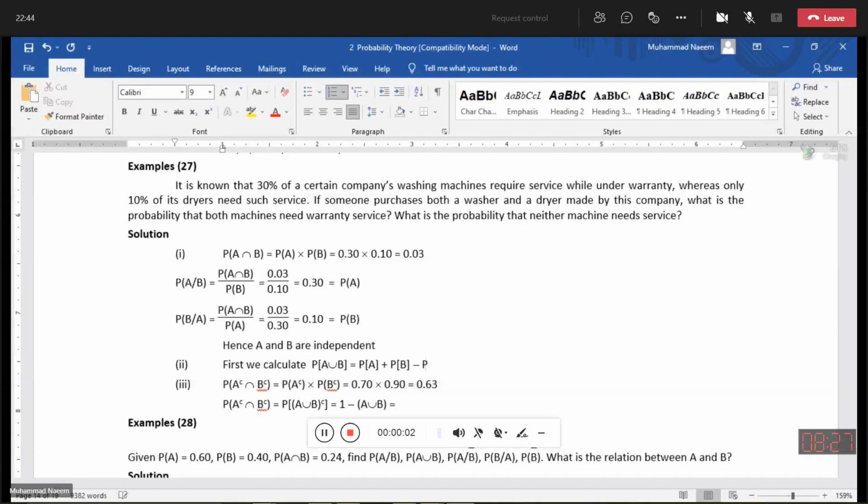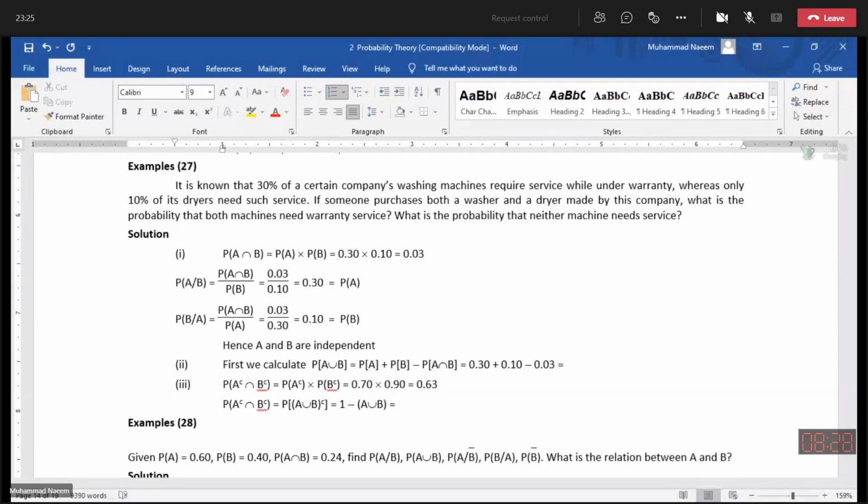Minus the probability of A intersection B. Probability of A is 0.30. Probability of A is 0.10 minus the probability of the intersection, 0.03.